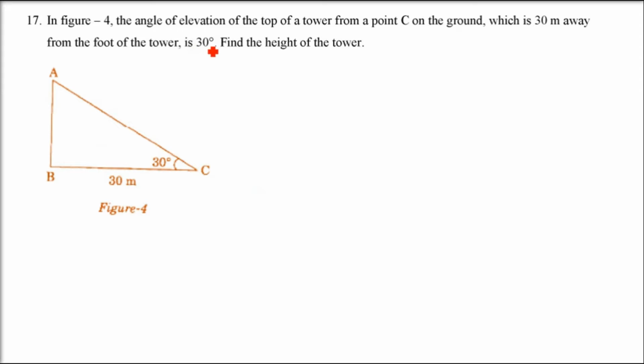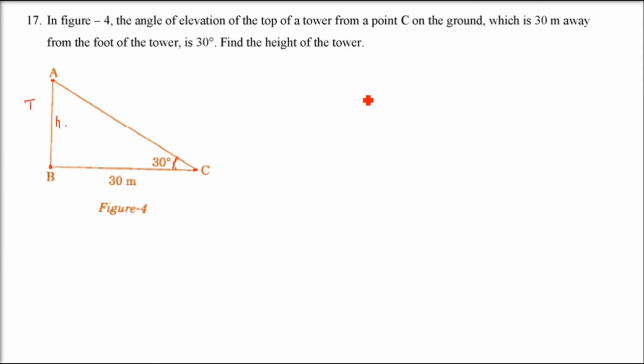In figure 4, the angle of elevation of the top of a tower. AB is a tower. From a point C, the angle of elevation is 30 degrees, and C is 30 meters away from the foot of the tower. So A is the top, B is the foot, C is 30 meters from B. We have to find the height of the tower.